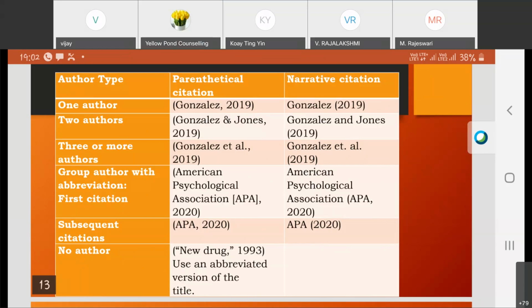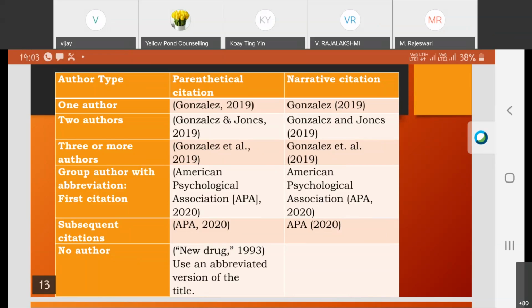Then coming to two authors: how to use two authors in the parenthetical citation, I already showed here. We put the first author and the second author, then a comma, and the year of publication, 2019. In the narrative citation, it is entirely different. Here we should not use the ampersand symbol. Instead we use "and" in letter form, like Gansel and John (2019).